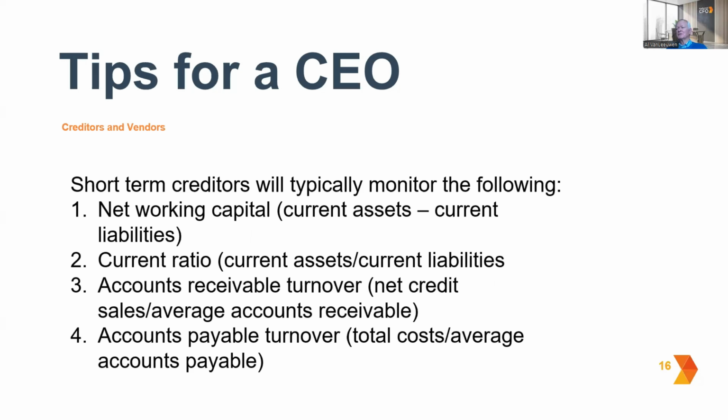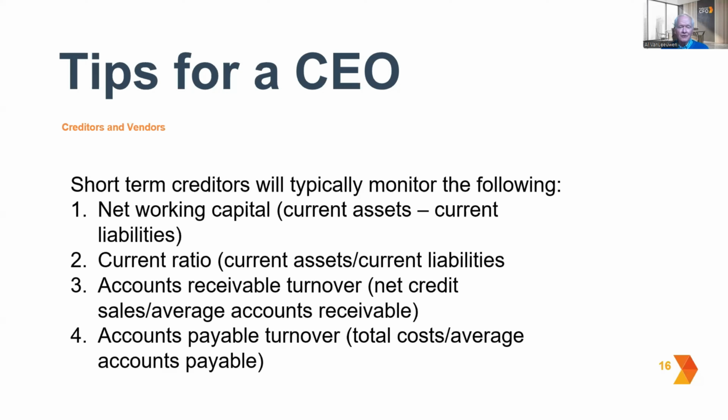Short-term creditors will typically monitor the following. They'll look at your net working capital. That's defined as your current assets minus your current liabilities. So you should also be monitoring your net working capital on a regular basis to see if it's growing or shrinking. You will want to look at your current ratio, which is your current assets divided by your current liabilities.